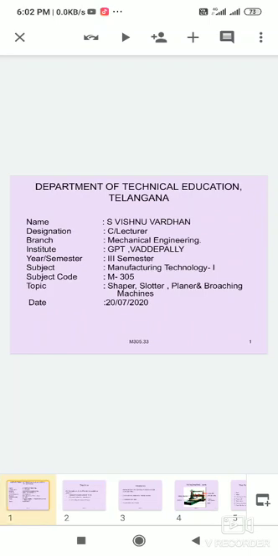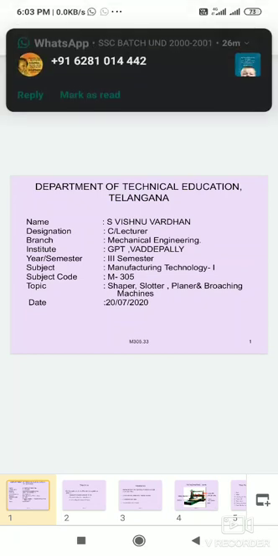Today, first we will discuss shortly what a shaper, slotter, planer, and broaching machine are. I will also explain the working principle shortly, and the construction details of the shaper, slotter, and planer.